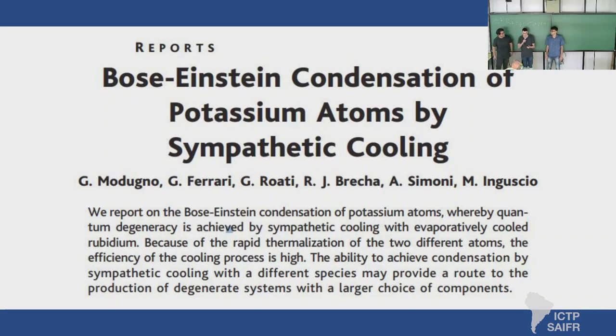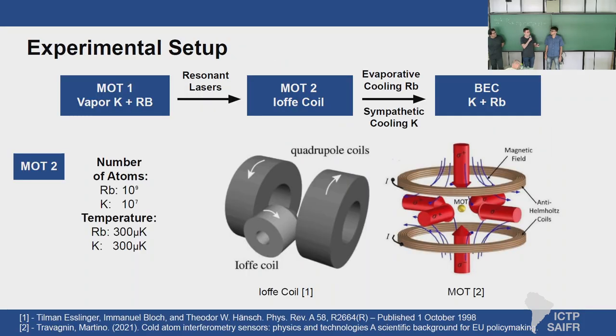So now a brief explanation about our experimental setup. First we have sodium and potassium being heated in an oven until they become a vapor. Then they go to a MOT 1 where they are trapped. And with a push beam, they are sent to a MOT 2 where all the things are going to happen. In this MOT 2, we have a quadrupole coil that will trap the atoms and an Ioffe coil that will stabilize the magnetic gradient.